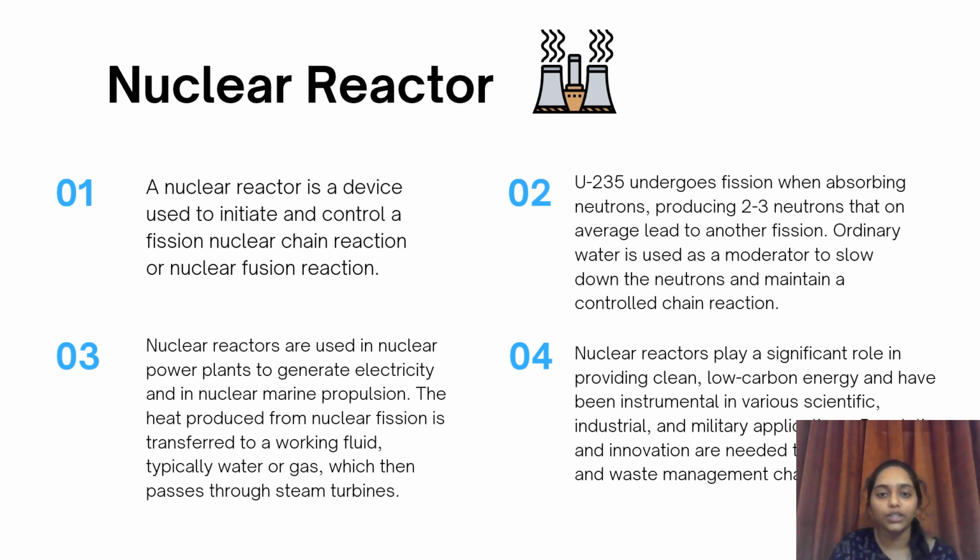Nuclear reactors are used in power plants to make electricity and in ships for propulsion. The heat made by fission is turned into power by making water or gas spin turbines. These reactors are important because they give us energy without making a lot of pollution. They are used in a lot of different ways, like for science, industry, and even in military. But it's important to make sure that they are safe and deal with the waste properly, which requires rules and some new ideas.